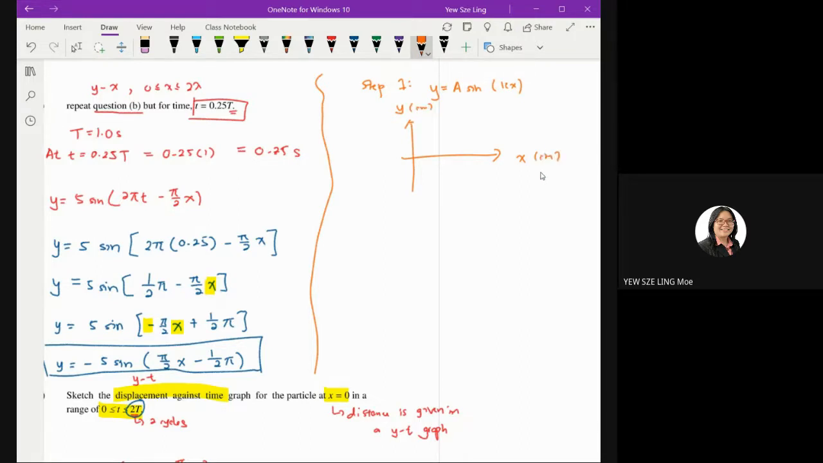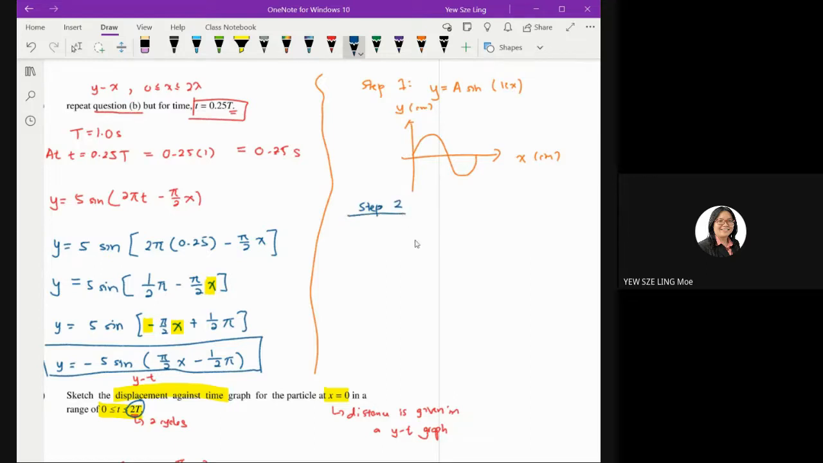Given a sine function, what am I going to do? I'm just going to give it a sine shape, the shape of the sine. So this is step number 1, if you have an equation without initial phase angle. Since now you have an equation with an initial phase angle, what are you going to do? Now I'm going to move on to step number 2.